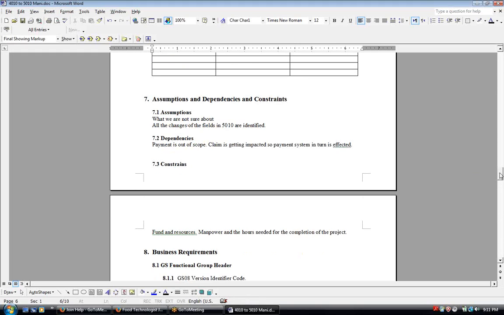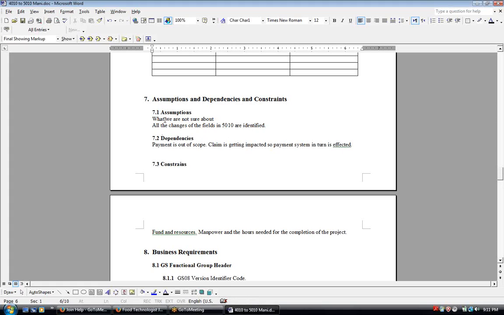Then it would be assumptions, dependencies and constraints. These are the places where there would be any figures, like flow charts or anything that we need to show for our projects.